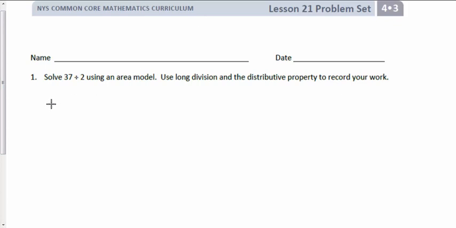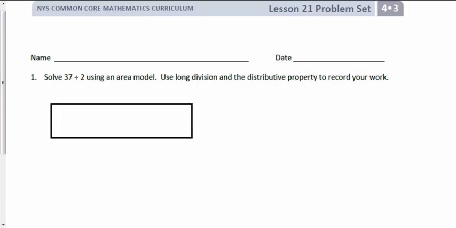So we're going to start with a rectangle. I'm going to cheat a little bit so it's nice and neat. And then the area here is 37, and I'm dividing by 2, so that means that the width of my rectangle is going to be 2. And then over here I'm going to record this using long division. So I've got 37 divided by 2. So I'm thinking, how many times does 2 go into 3? So that would be 1 ten, and I'm going to just divide this like this instead of adding to it.